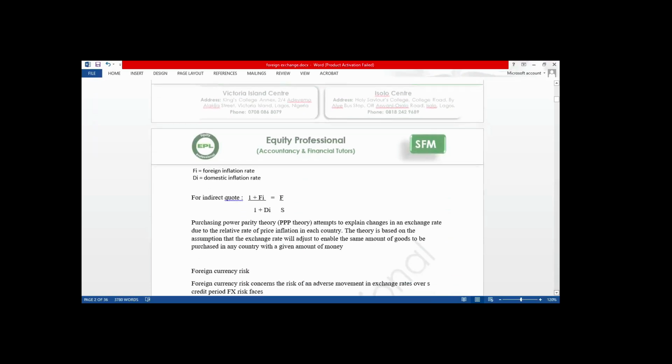For indirect quotes, the formula becomes 1 plus Fi divided by 1 plus Di is equal to X over F, where your Fi is the foreign inflation, your Di is the domestic inflation, your letter X is the spot rate, while your letter F is the forward exchange rate.